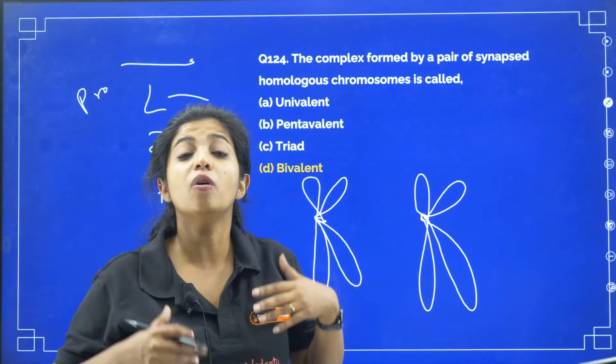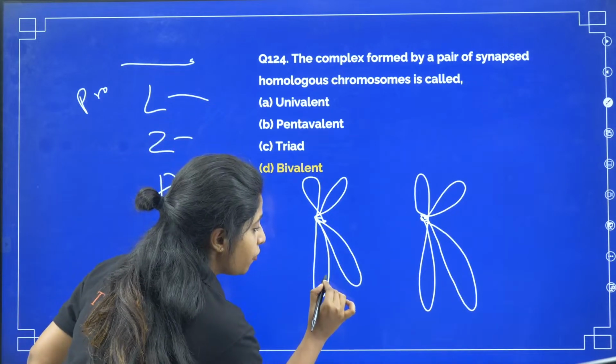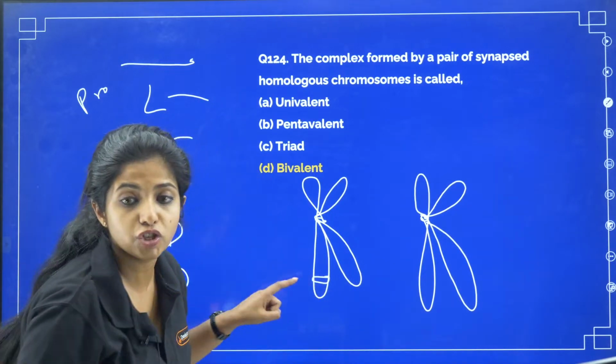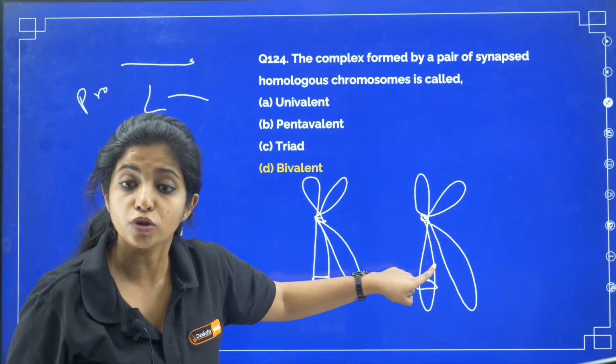When do I call them homologous chromosomes? That is the first question. I call them homologous chromosomes basically when, from the father's chromosome, on the same position I have a gene for height, here also I have a gene for height. So these chromosomes are known as homologous chromosomes, my dear children.